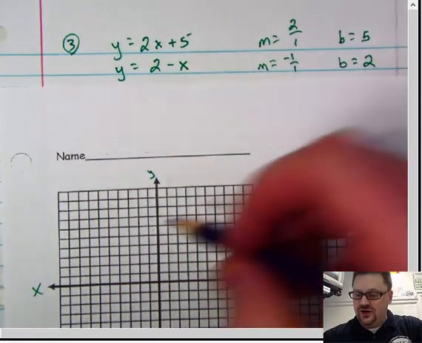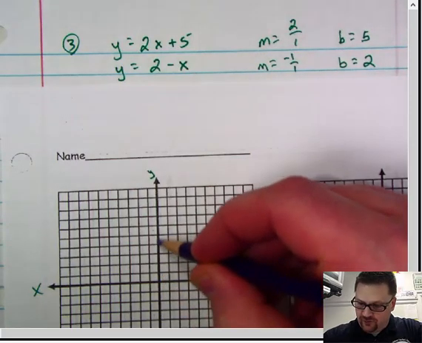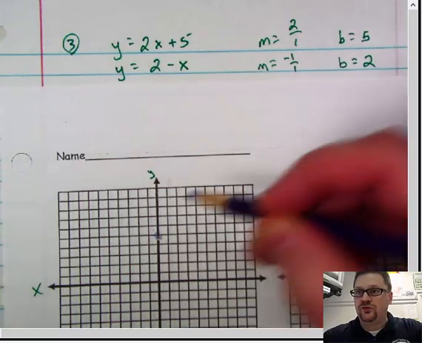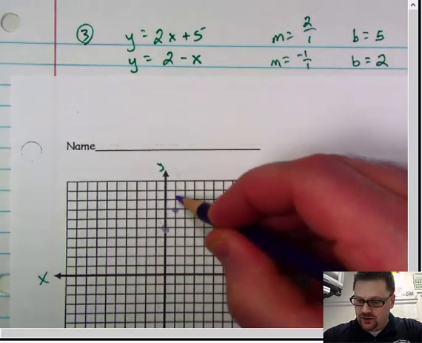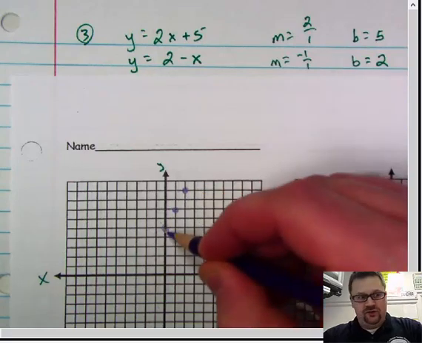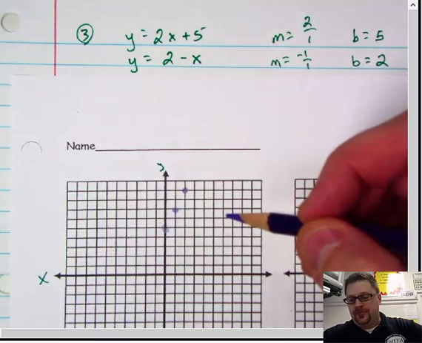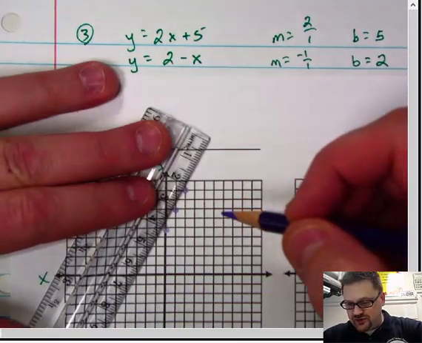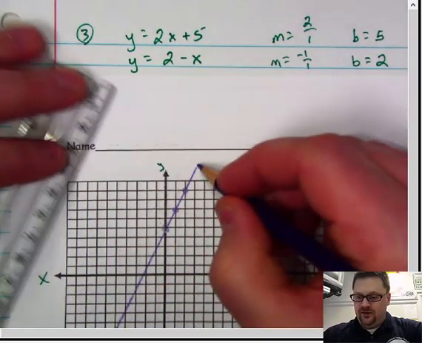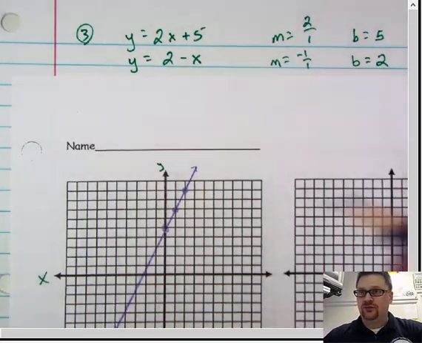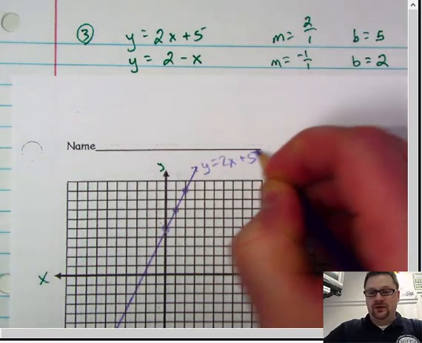The first equation has a y-intercept at 5, so it's 1, 2, 3, 4, 5. And the slope is 2 over 1, which means go up 2 and right 1, up 2 and right 1. As long as I have 3 points, I'm ready to graph my line. So I use a straight edge. And there is my line with arrows and a label of y equals 2x plus 5.